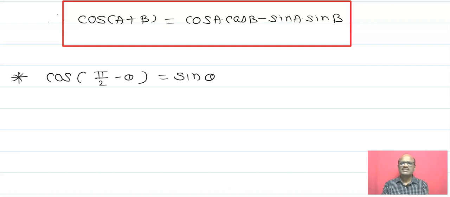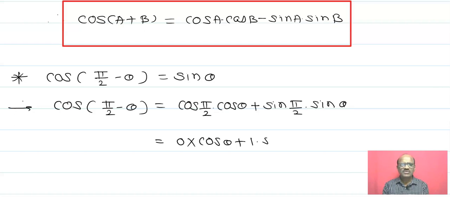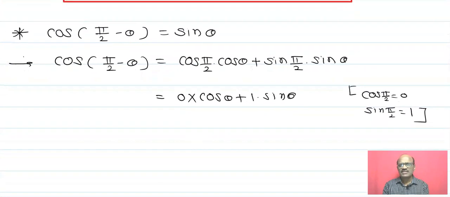Now this is from the 10th standard, but again we will derive this by using the above formula. That is, cos of A minus B is equal to cos A cos B plus sin A sin B. So cos of pi by 2 minus theta is cos of pi by 2 into cos theta plus sin of pi by 2 into sin theta. Now what is cos 90? Cos 90 is 0. It is a quadrantal angle. And sin 90 is 1. Therefore 0 into cos theta is 0, plus 1 into sin theta, that is equal to sin theta. This is the cos of pi by 2 minus theta.